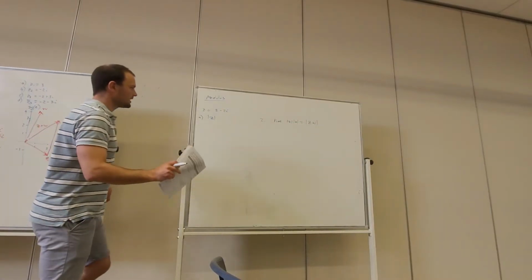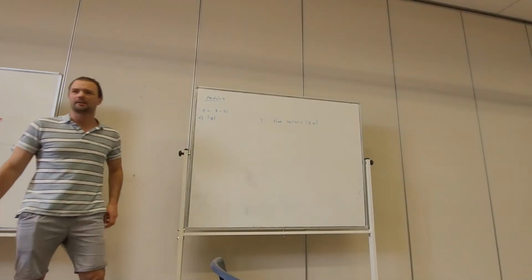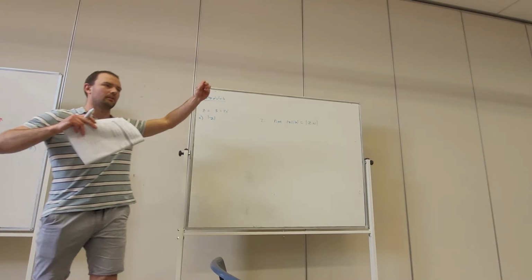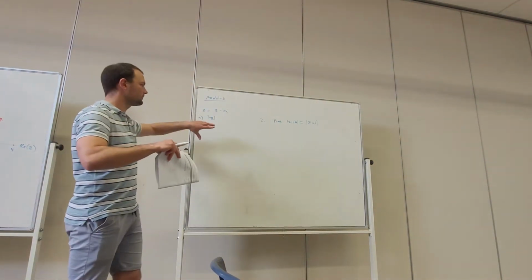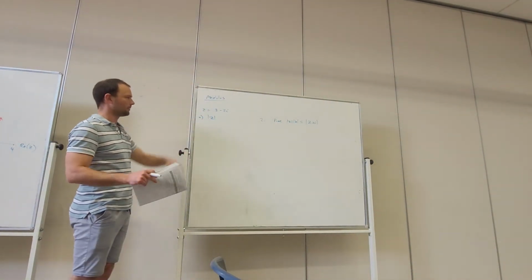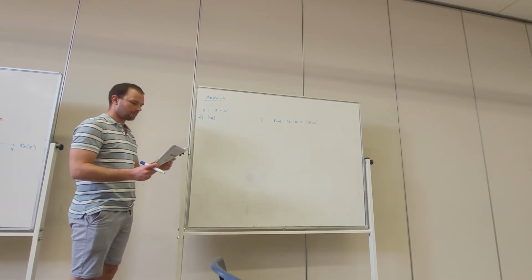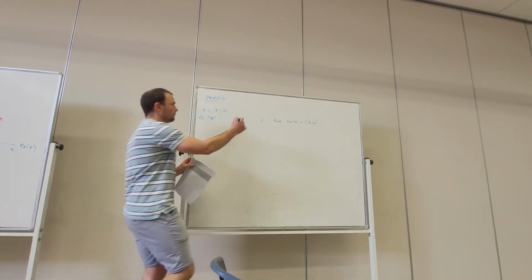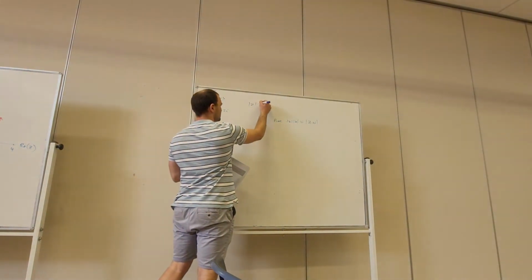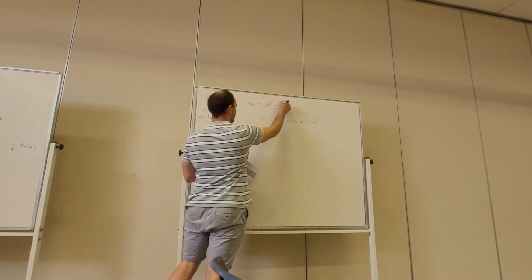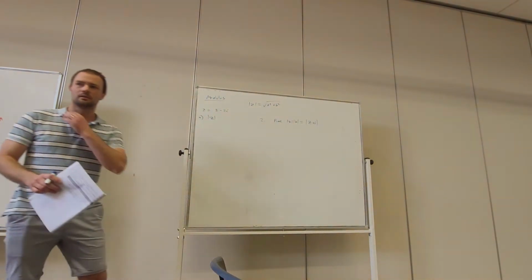So modulus is the length of a complex number. How long is it? If we draw it on the Argand diagram, how far does it move from the point of origin? And so we've got the formula for you at the top there. The modulus of z is the square root of a squared plus b squared. Okay? So that's all it is.